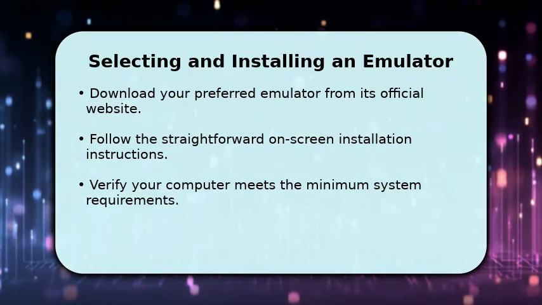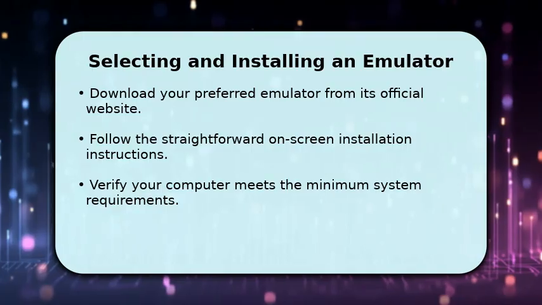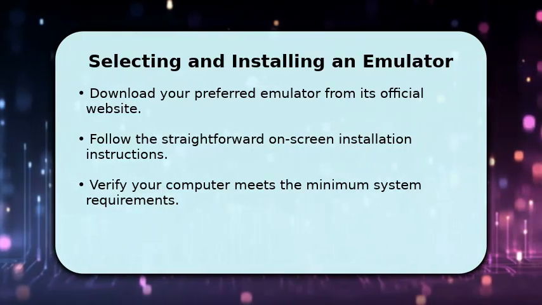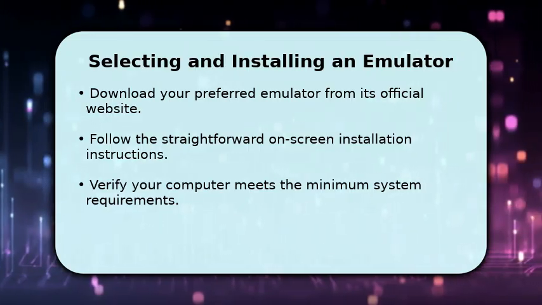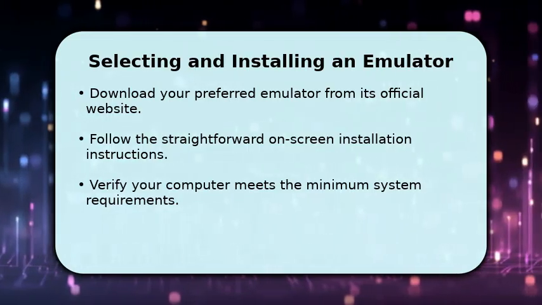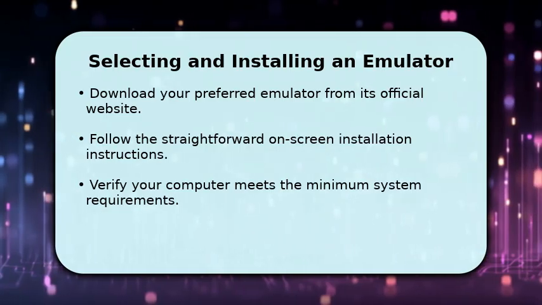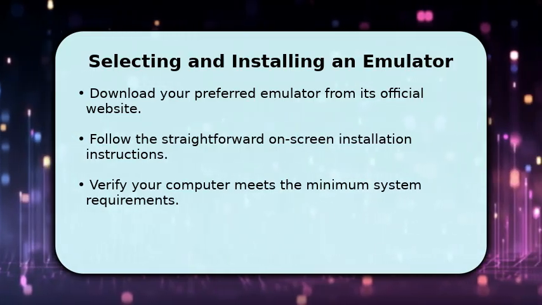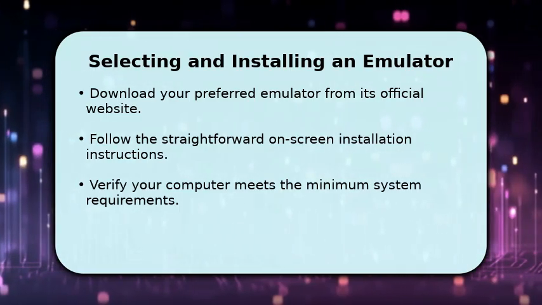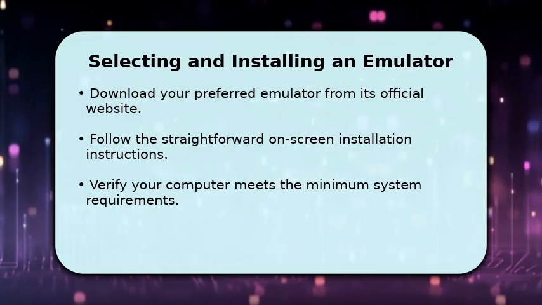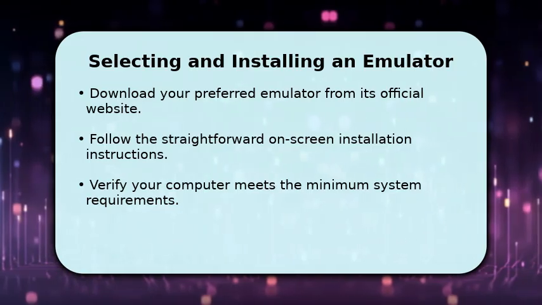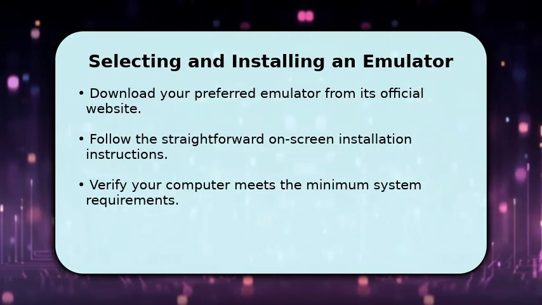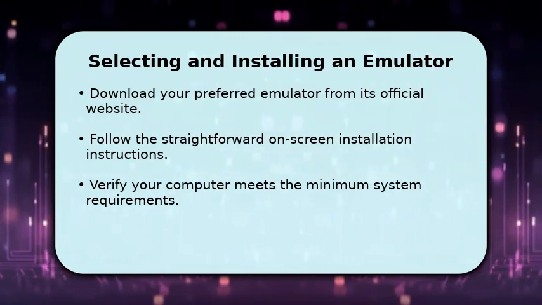First, you will need to select and install an Android emulator. There are several excellent choices available, such as BlueStacks or Nox Player. Visit their official websites to download the installer. The installation process is typically very simple, involving just a few clicks. Before you begin, ensure your computer has at least 4 GB of RAM and a modern processor for optimal performance. This step is crucial for a smooth gaming experience.